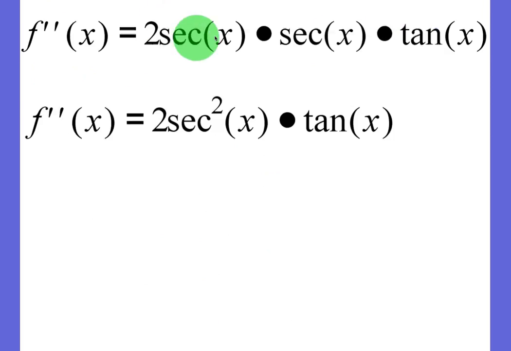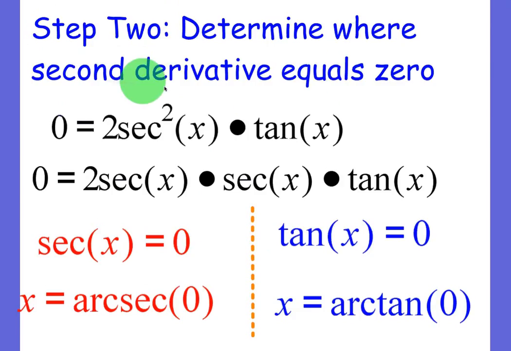Then we will simplify that. Secant times secant is secant squared. So we are left with 2 secant squared times tangent for our second derivative. And now we want to figure out where it's concave up and concave down. So for step 2, we want to determine where the second derivative equals 0.